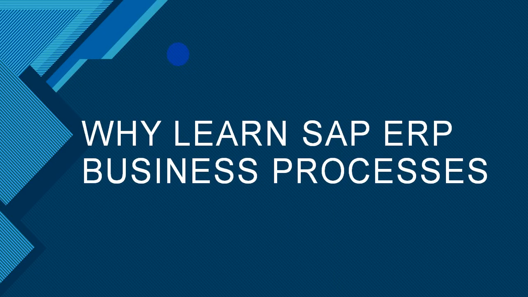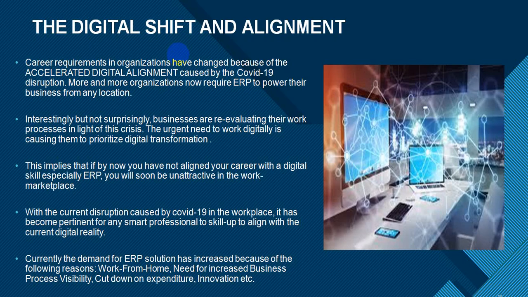So why learn SAP ERP business processes? Digital shift and alignment. Career requirements in organizations have changed because of accelerated digital alignment caused by the COVID-19 disruption. More and more organizations now require ERP to power their business from any location. Interestingly, but not surprisingly, businesses are reevaluating their work processes in light of this crisis. The urgent need to work digitally is causing them to prioritize digital transformation.